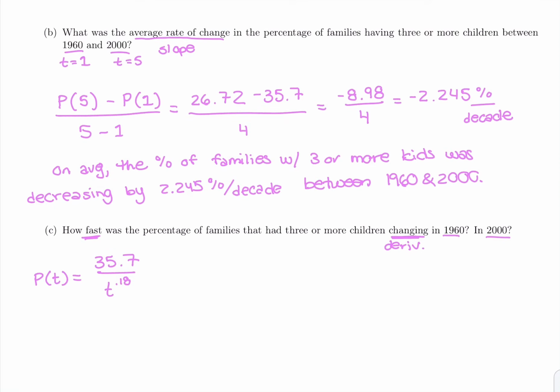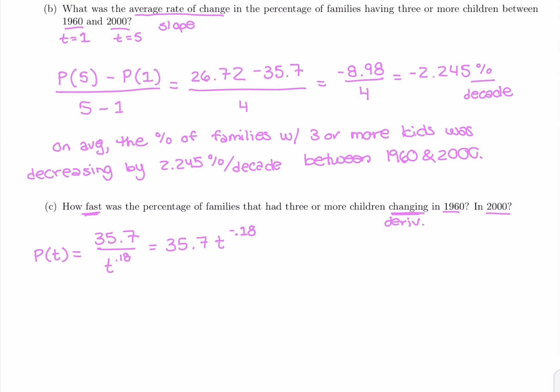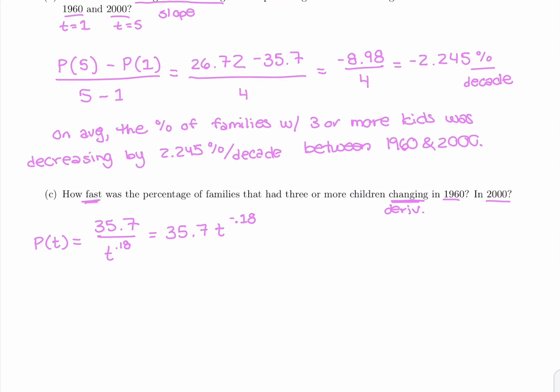I need to take the derivative of this, but I don't want to have to use a quotient rule because I don't have t's in both the top and the bottom. So I'm going to take a second and do some algebra. If it's in the denominator, it must be a negative exponent. This is the same exact thing as 35.7 t to the negative 0.18. So now that I have a power there, I'm ready to take the derivative. So I'm going to call it p prime of t. I'm going to bring down my power and subtract 1 for the new power.